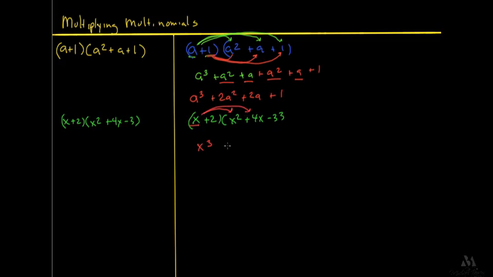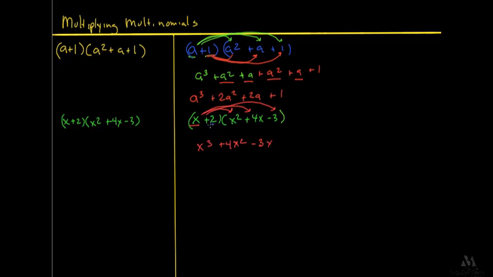X times 4x is going to be 4x squared. And oh, let me fix that real quick. That was supposed to be a parentheses. There we go. All right, so we've got the first one. We're multiplying the last term. So x times negative 3 is going to be negative 3x.